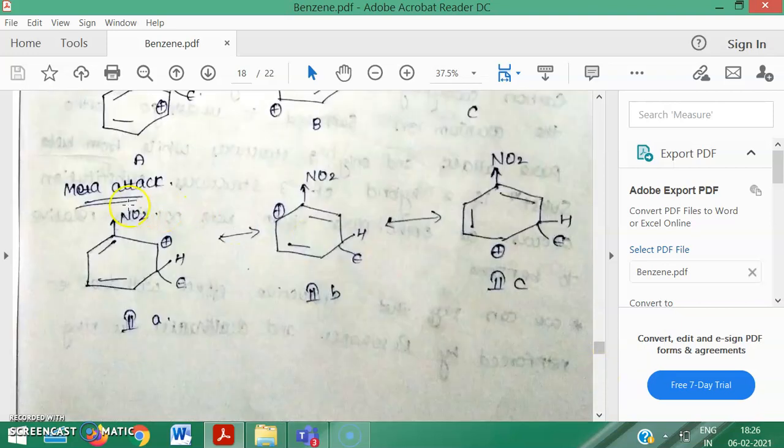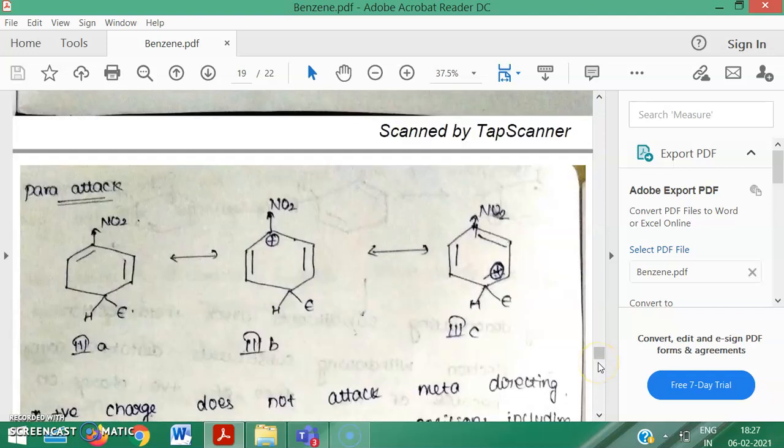In the same manner, coming to the meta attack, what happened? The positive charge skips the carbon which is attached to the deactivating group. It can be at this position, this position, or this position. So it skips the positive charge from the deactivating group. Even though fewer hybrid structures are formed, the positive charge does not lie on the carbon bearing the deactivating group, so it is a more stabilized condition. In the meta attack, destabilized structures are not formed. So that's why the deactivating group prefers the meta attack.